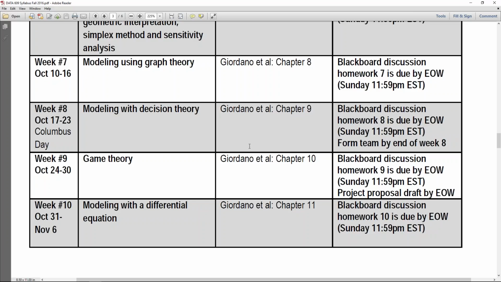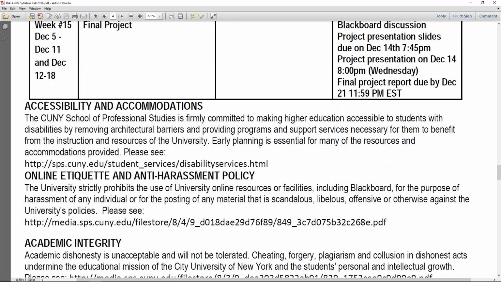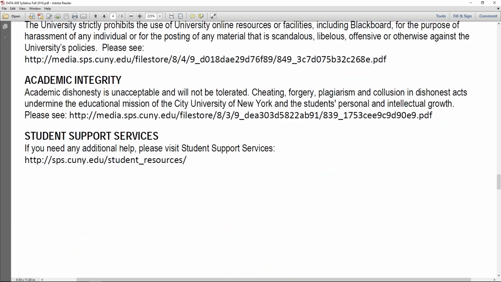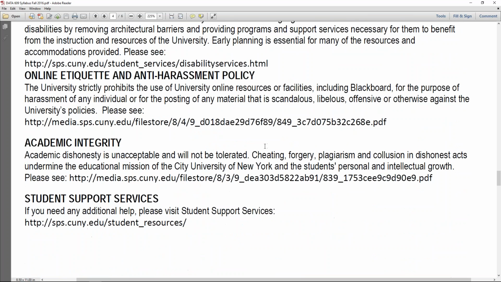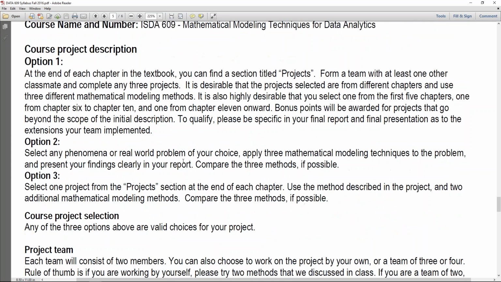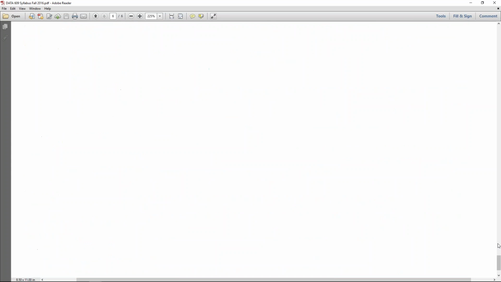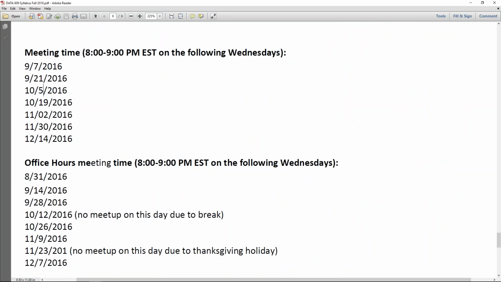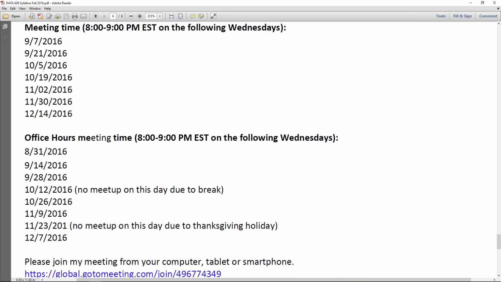So that's the whole purpose of this course, and the syllabus actually gives you a very good sense of what it is about. And apparently, you should follow the academic integrity and understand the basic policies that the school has. That's pretty much everything. And then on the last page, I have all the meetups that we probably will have, at least so far that we planned.